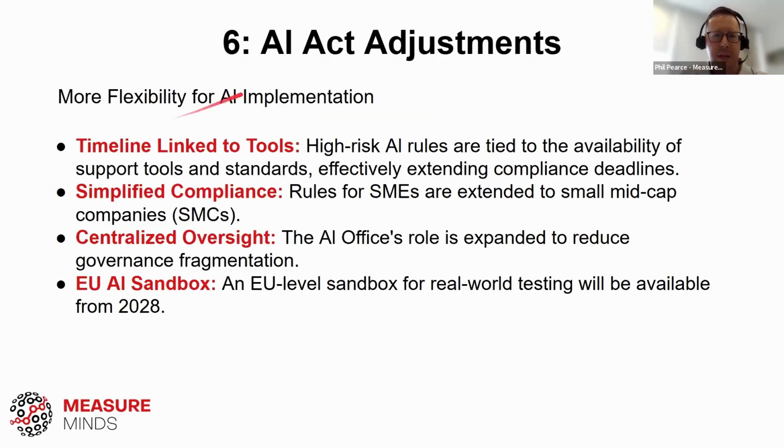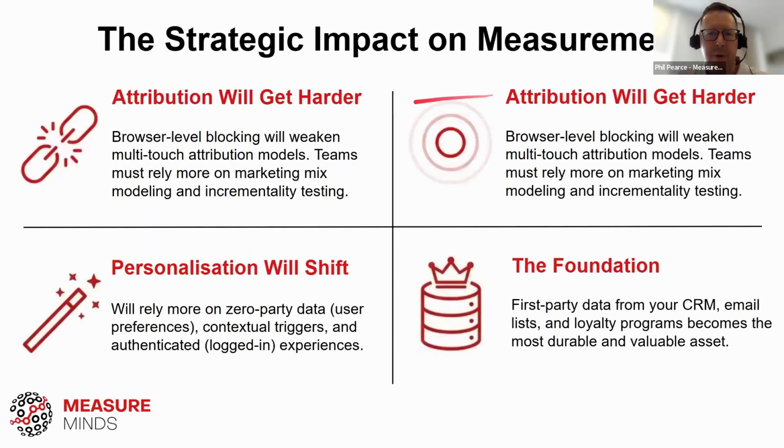So the other change, more flexible AI implementations. So the rules for SMEs are being simplified. So attribution is going to get a bit harder, unfortunately, because of these linkages, which basically need to be unlinked, for instance, cost data and user ID, etc. So sessionization is not going to be as easy. Personalization will shift to zero-party. Okay, so opt-in for first-party data becomes more important for vouchers and affiliates, etc.